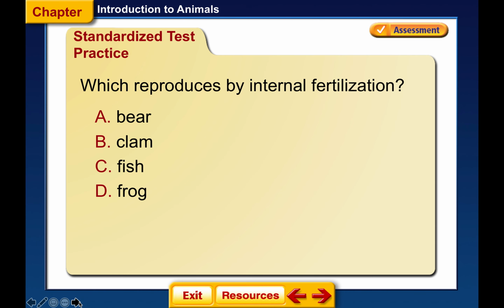All right, which reproduces by internal fertilization? Okay, so we haven't been over the fertilization of all these things, but just think about it. We have a clam, we have a fish, we have a bear, and we have a frog. So which one do you think reproduces by internal fertilization? I think the obvious is the bear.